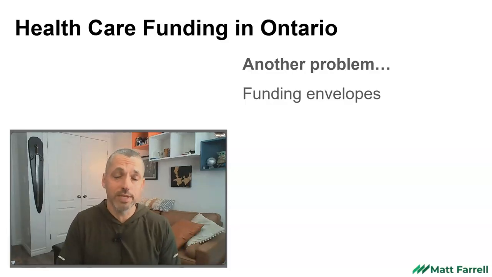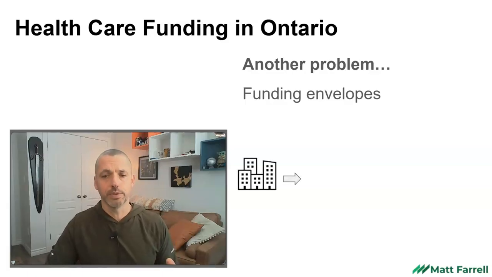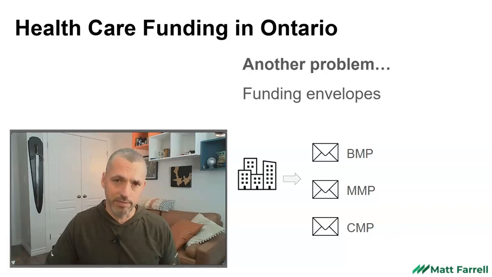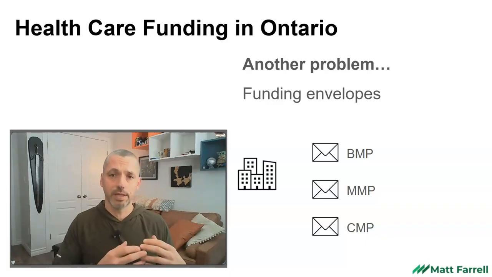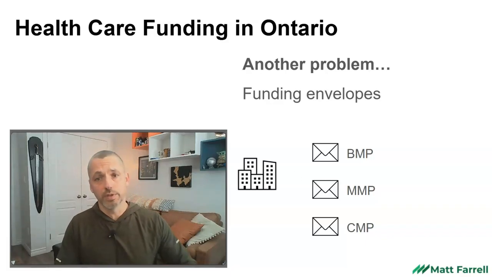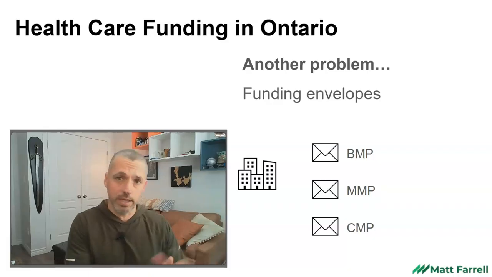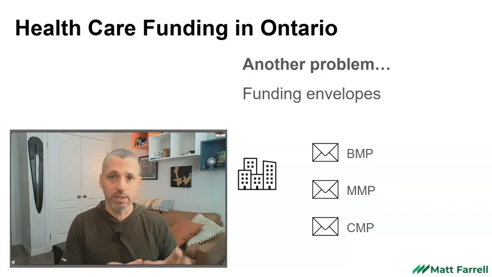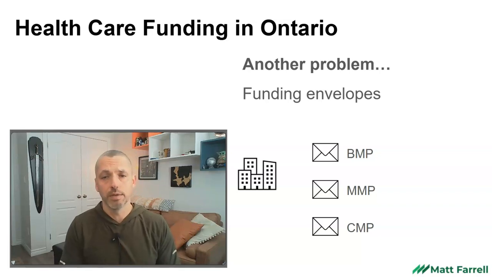There are more. For example, the idea of funding envelopes. Let's say in our hospital, there are 3 buckets of funding. The province calls them, here in Ontario, envelopes. So there might be one that's designated for long-term care, another one for community health teams. Each one is sort of specific for a purpose. In our example, our hospital might have one envelope for basic medical procedures, another one for medium medical procedures, and a third one for complicated medical procedures.